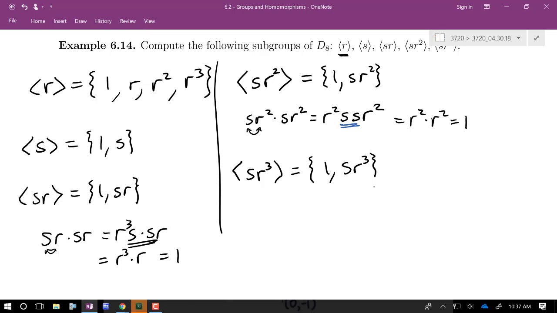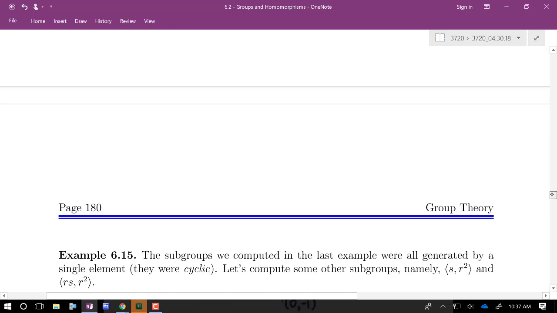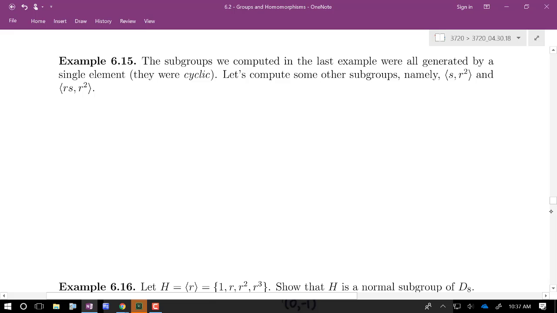How are we doing so far? Okay. So we're just kind of learning the mechanics of these symmetries and how they interact with each other. Let's find a couple more subgroups. These ones won't be cyclic because we're going to generate them with a couple of elements. So let's start off and find the subgroup generated by the two elements s and r squared.